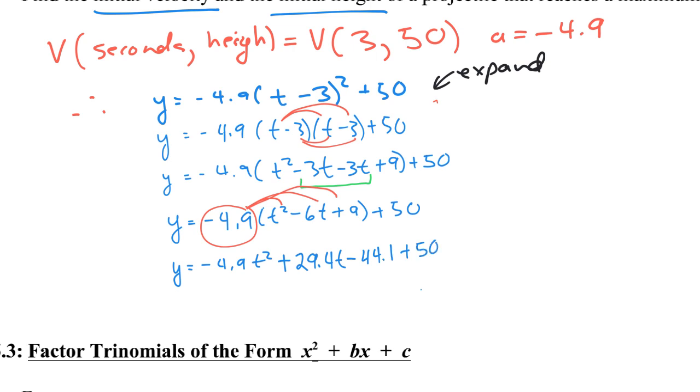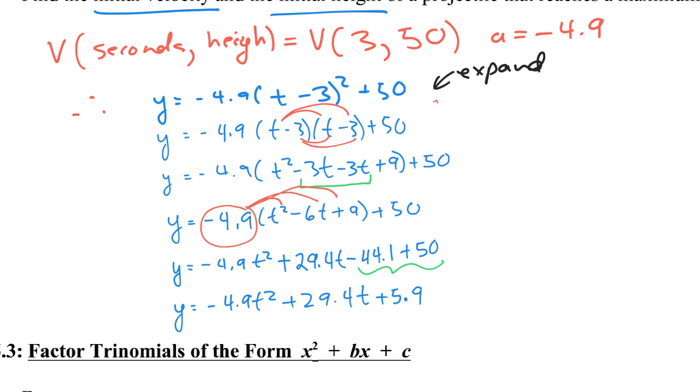And now all we have to do is collect our like terms. So there's only a t squared. There's only one t. So now we just have to bring these two together, which is negative 44.1 plus 50. So you're going to get the following. And this is what we have, but then we must bring these two together to give us 5.9.